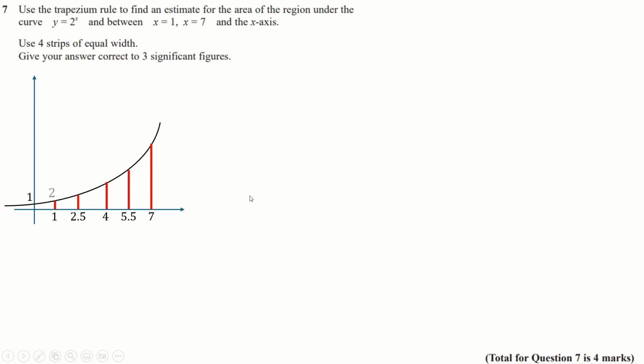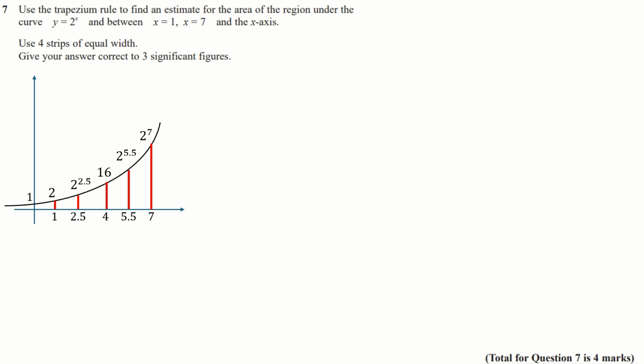And then firstly, I guess we need to work out the height of all of these places here. So this is 2 to the power 2. Sorry, this is 2 to the power 1 because the x coordinate is 1. So the y coordinate here is 2 to the power 1, which is 2. Then this y coordinate is 2 to the power 2.5. I couldn't be bothered to work out what that was. 2 to the power 4 is 16. Just working out the heights of these red lines and so on.